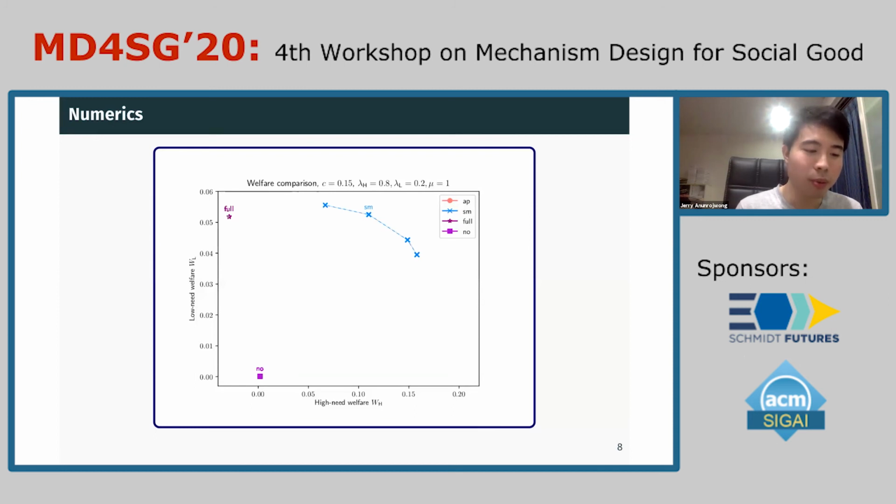Now we plot the Pareto frontier of the signaling mechanism in blue. These are all the possible dominant signaling mechanisms. We can see, just as our theorem suggests, that there is a signaling mechanism that Pareto dominates both full info and no info.